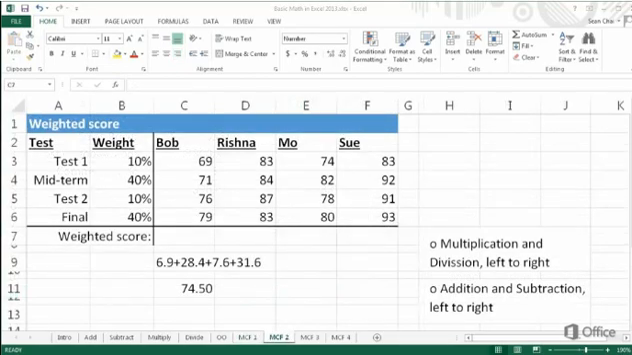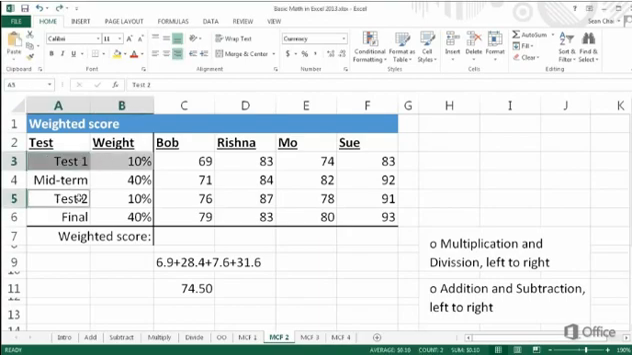Now we're going to determine the weighted scores for students. By weighted scores, I mean that different tests account for a different percentage of the student's final grade. Test 1 and 2 each account for 10%, and the midterm and final test each account for 40%.